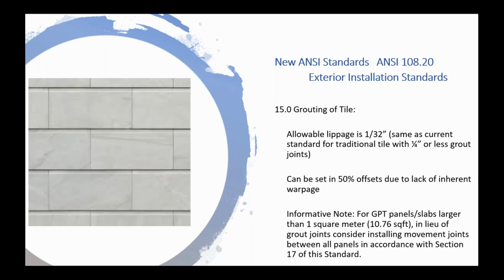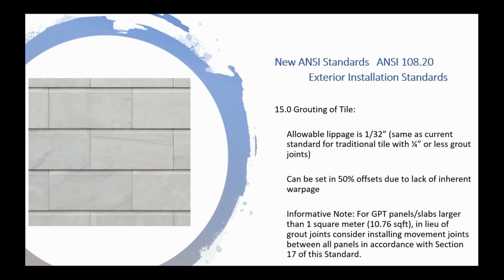Grouting a tile. Allowable lippage is 1/32, which is the exact same for any tile today, any porcelain tile today, for a traditional tile with an 8/4 inch joint or less. Gauge porcelain tile can be set in a 50% offset. You know, we really promote the 33% offset with other tiles, and that's to minimize the amount of warpage that we see in the tile. And in the case of gauge porcelain tile, we really don't have any warpage, so 50% offset is okay.